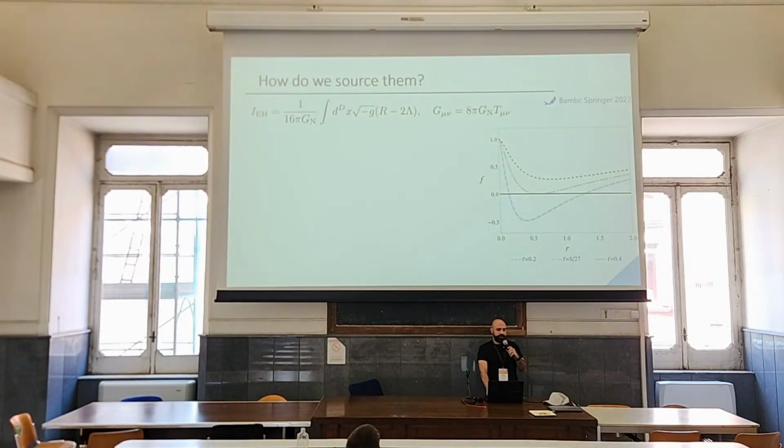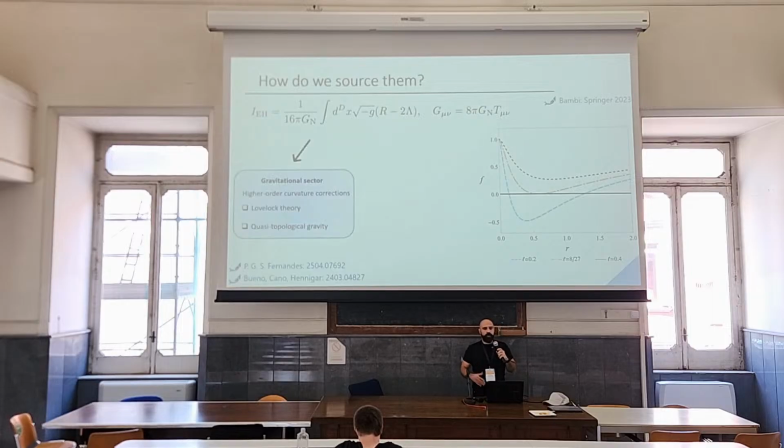So here we will have the Einstein-Hilbert action, and varying this action with respect to the metric tensor, we get the Einstein equations, where the left side is the geometric part and the right side is the matter part. In order to source regular solutions, we need to modify this in some way. We can do it by modifying the gravitational sector, by having some higher order curvature corrections. This can be done through Lovelock theory or through quasi-topological gravity, which I'm mainly going to talk about today.